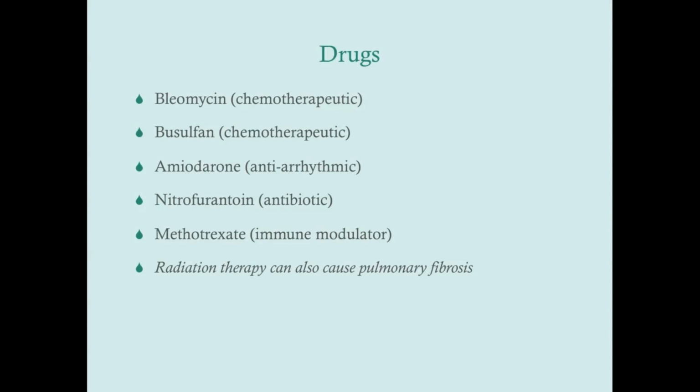Amiodarone, which is an antiarrhythmic, can cause lung disease. That's also relatively common with amiodarone usage. Nitrofurantoin, which is an antibiotic, doesn't cause it so much, but it is possible. And then methotrexate, which is an immune modulator given for a lot of the autoimmune diseases. Radiation therapy can also cause pulmonary fibrosis as well.